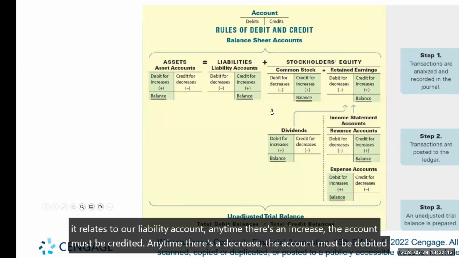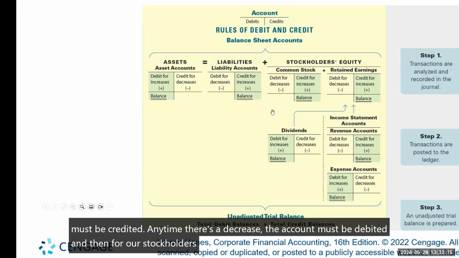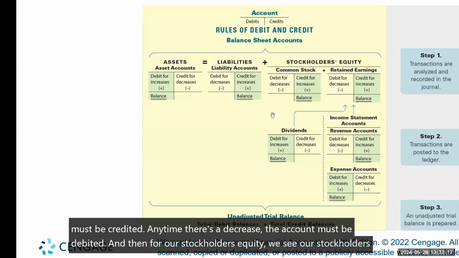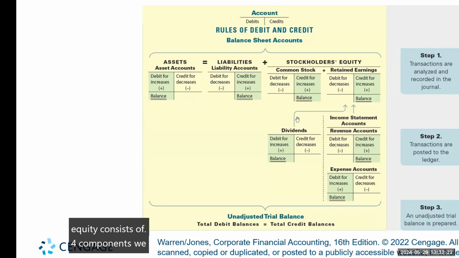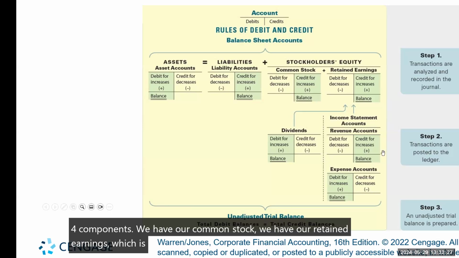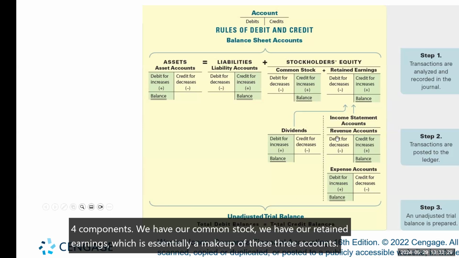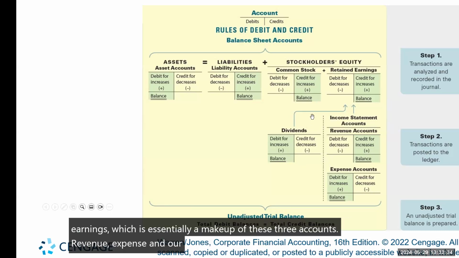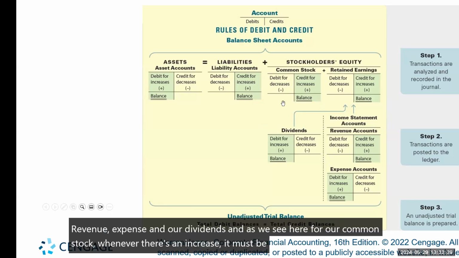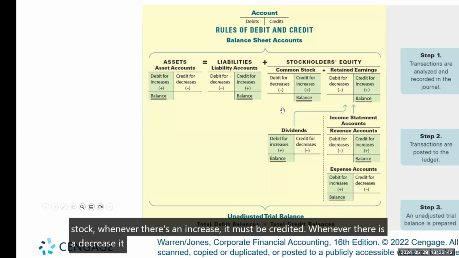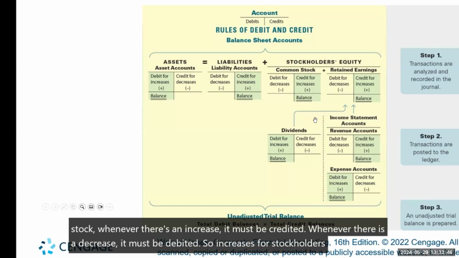And then for our stockholders' equity, we see it consists of 4 components. We have our common stock, and we have our retained earnings, which is essentially made up of these 3 accounts: revenue, expense, and dividends. And as we see here, for our common stock, whenever there's an increase, it must be credited. Whenever there is a decrease, it must be debited. So increases for stockholders' equity are represented with a credit.